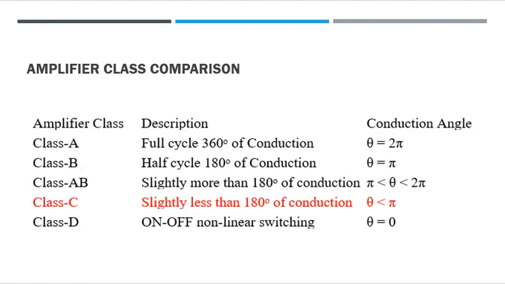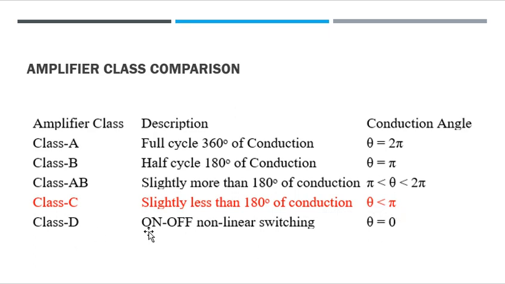So if we look at an amplifier class comparison, Class A is full cycle, 360 degrees of conduction, and the conduction angle is 2 pi. So theta is called the conduction angle. Class B is a half cycle, 180 degrees of conduction. Theta is equal to pi. Class AB is slightly more than 180 degrees of conduction, so we say theta is between pi and 2 pi. Class C, slightly less than 180 degrees of conduction, so theta is less than pi.